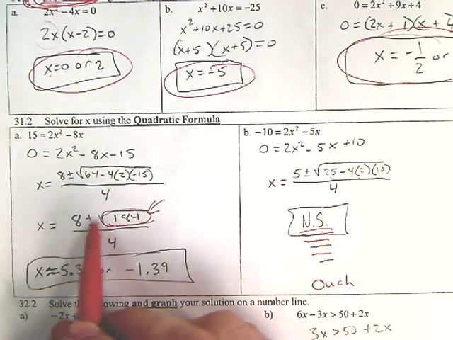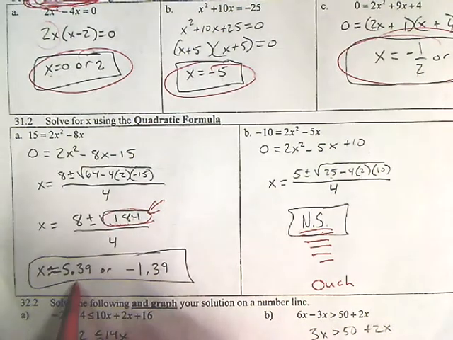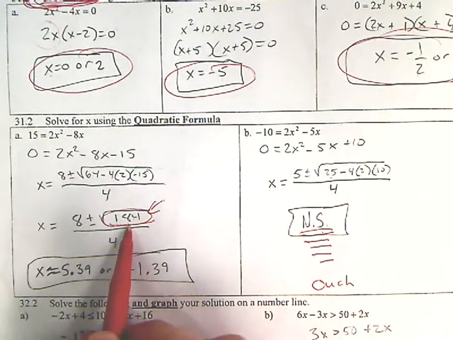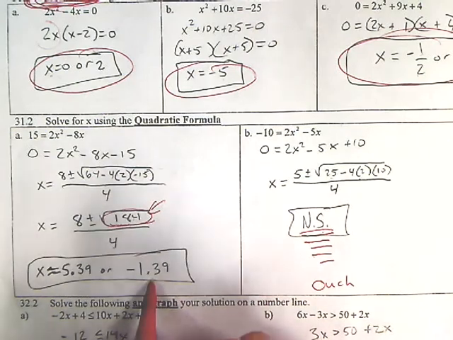Take the square root, add 8, hit equals, and then divide by 4. And you get this number. 8 minus the square root of 184, hit equals, divide by 4, and that's how you get this guy.